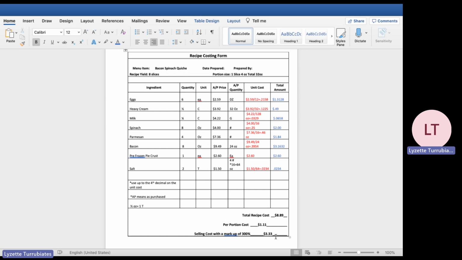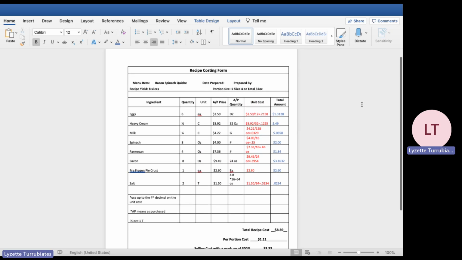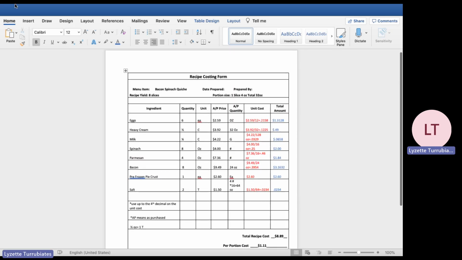And again, this part of marking up really depends on your market, what's happening in your economy, and how we're going to price that depending on what your customer base can afford and the value of the product, right? So that is recipe costing. So this is exactly what you're going to do for your assignment.